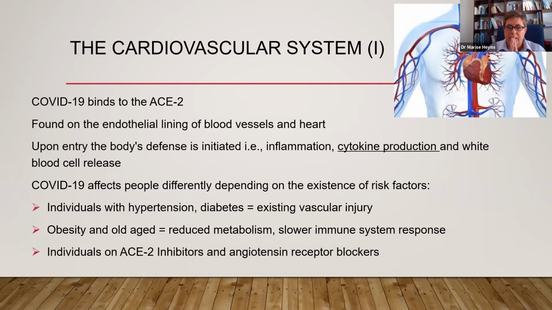I just want to mention here that, of course, different people react differently to the virus, and it depends on your existing risk factors. Individuals with hypertension or diabetes already have an existing vascular injury. People that are obese or older have a reduced metabolism, and that means your immune system response slows down over time. And then you have some people already on immunosuppressors. So individuals on receptor inhibitors or receptor blockers will have an increased risk.